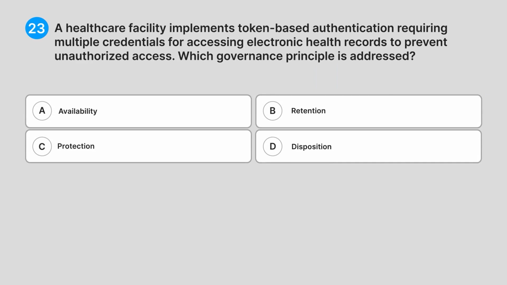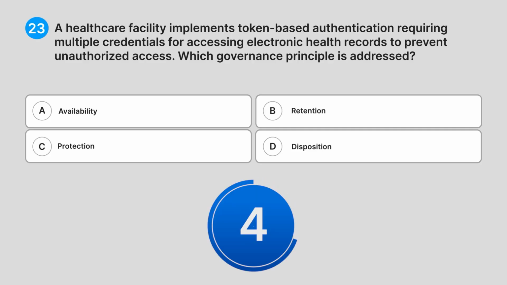23. A healthcare facility implements token-based authentication, requiring multiple credentials for accessing electronic health records to prevent unauthorized access. Which governance principle is addressed? A. Availability. B. Retention. C. Protection. D. Disposition. Can you guess the answer?